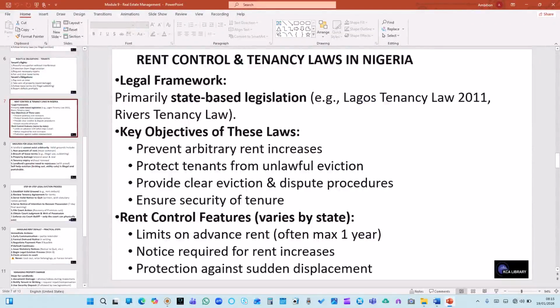Now let us look at rent control features as they vary state by state. One, a limit on advance rent, which is often a maximum of one year. Two, a notice is required for rent increase. Then three, protection against sudden displacement. So these are the features of rent controls as they vary according to the state.